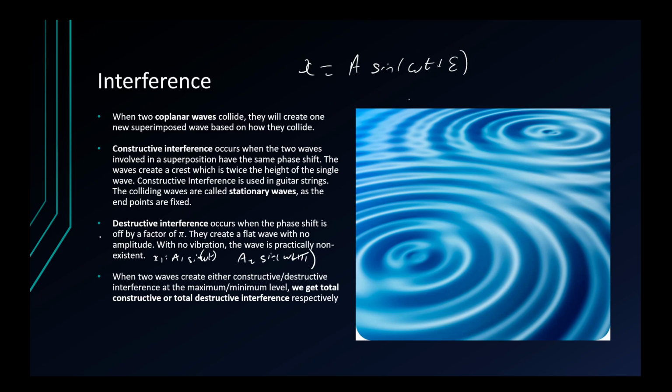Now, this doesn't happen all the time. You might get a very small amplitude when doing destructive interference, but that's essentially what total destructive interference is, when the two waves are out of phase by pi radians and essentially create a flat line with no amplitude whatsoever.